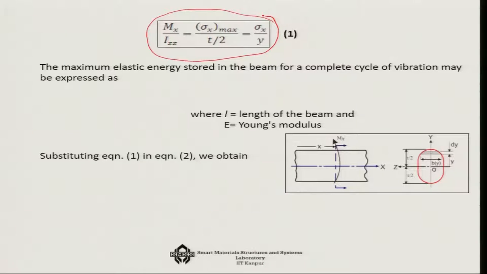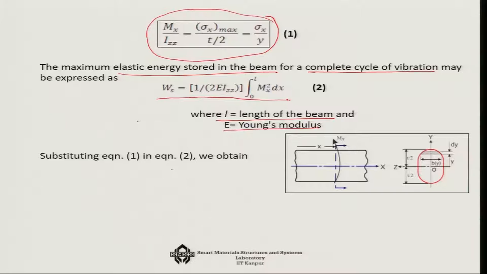Now, we will use this equation, but let us also find out the maximum elastic energy that is stored in the beam for a complete cycle of vibration, with some assumptions, like L as the length of the beam and E as the Young's modulus. Now, we can get this equation: Ws equals 1 over 2 E Izz times the integration from 0 to L of Mx square dx. That is the total elastic energy stored in the beam, because we are considering it as a conservative system.